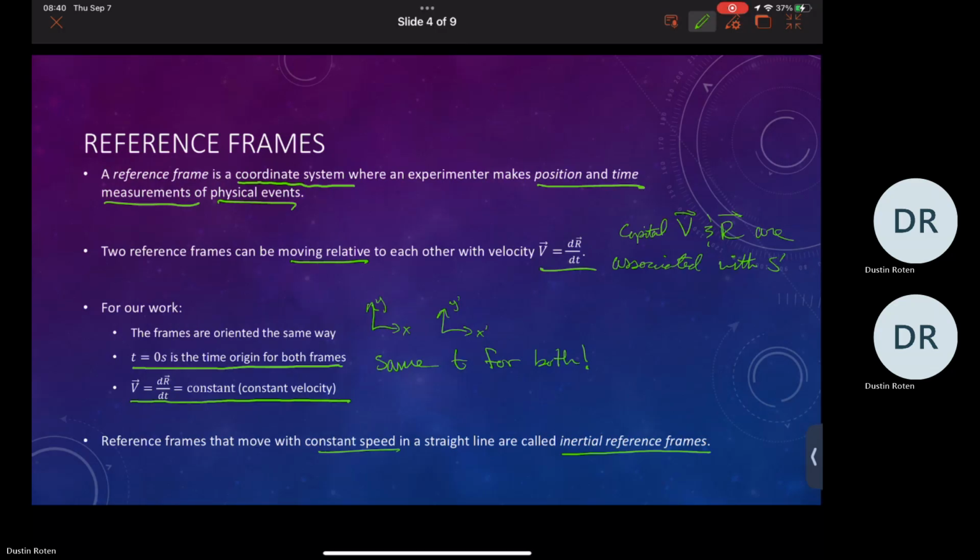And as soon as you move to a non-inertial reference frame, so when you have a situation of speeding up, slowing down, that gets really complicated. That becomes like one of Einstein's relativity problems, and it's gross. So we're only right now looking at these simplified examples of just inertial reference frames where the velocity is constant.